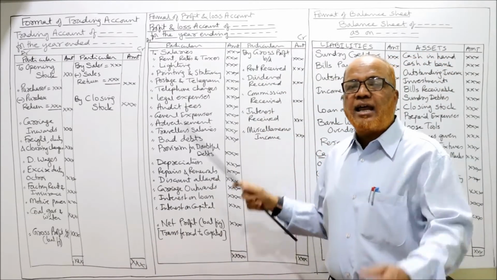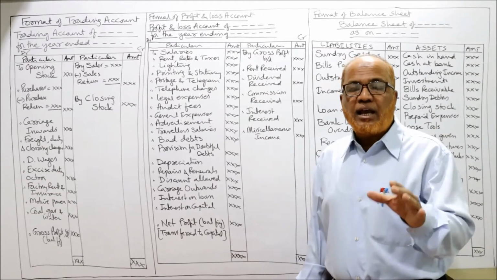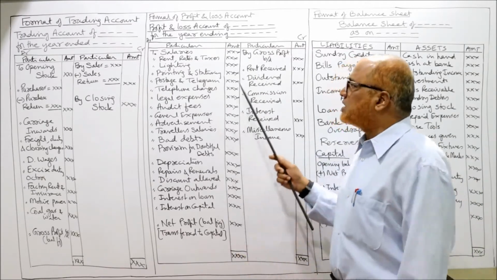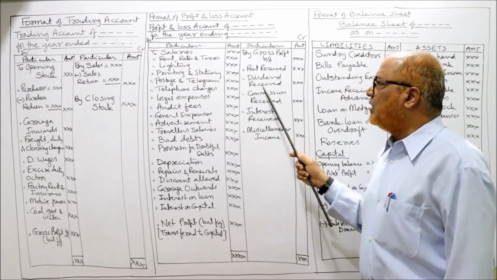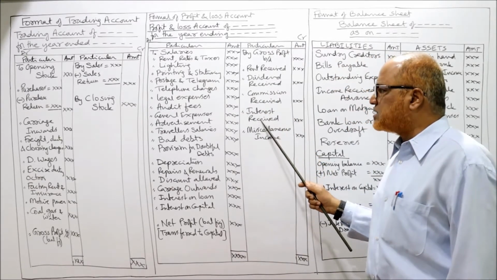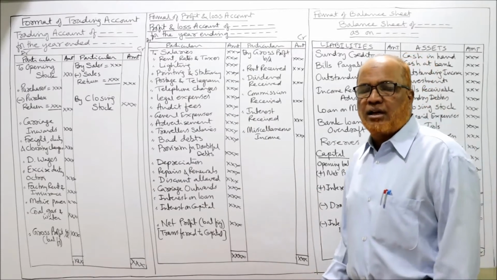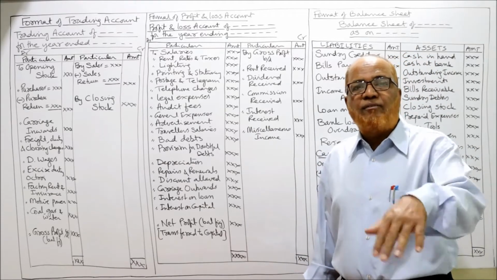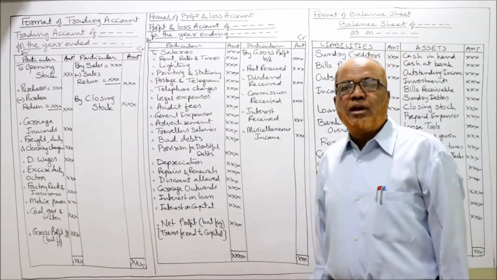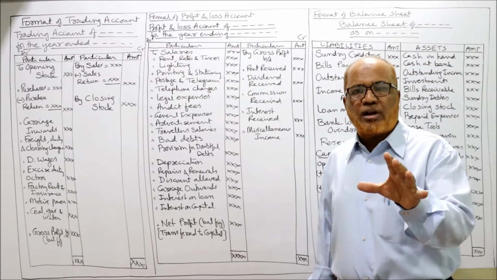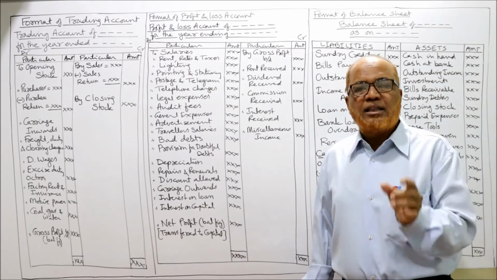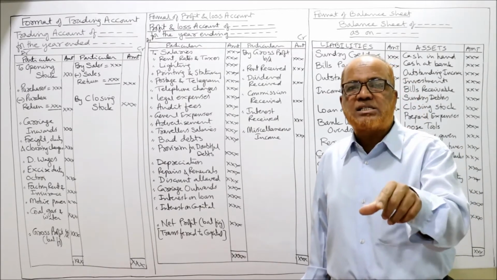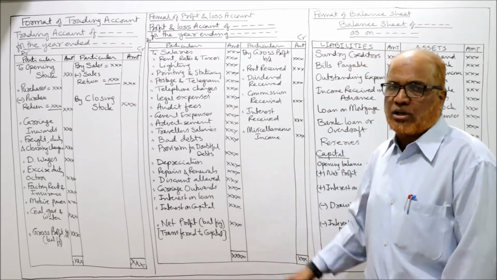Then other indirect incomes of the business. Examples of indirect incomes are rent received, dividend received, commission received, interest received, miscellaneous income. These are the examples I have taken. Don't think that every problem will have all these things. If you watch with full concentration, it will be in your mind that these are the other incomes which should be taken on the credit side of the profit and loss account.